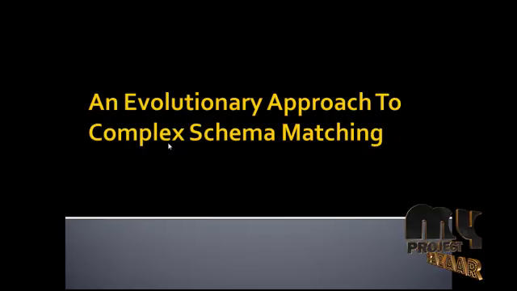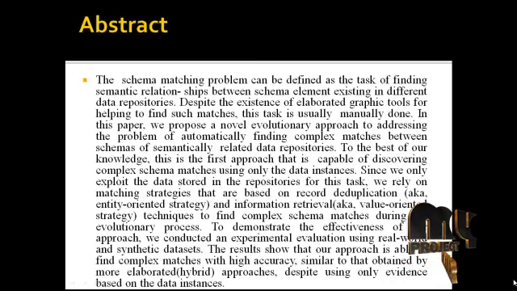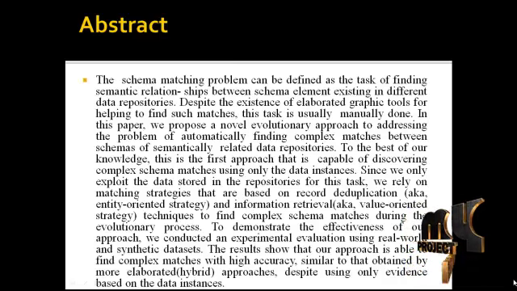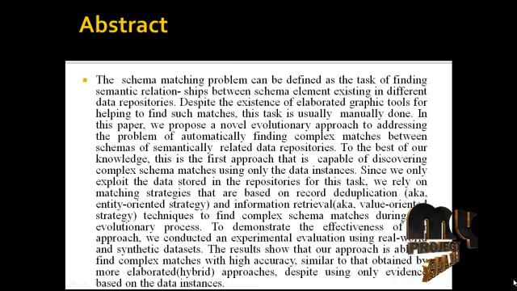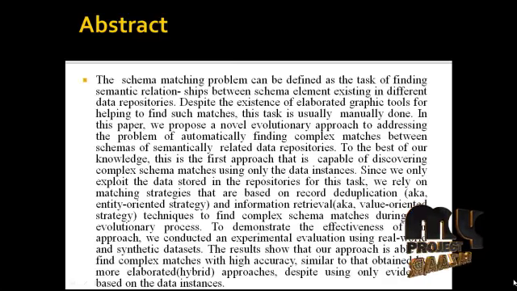In this video, we'll provide a complete demo and explanation of the project, an evolutionary approach to complex schema matching. The schema matching problem can be defined as the task of finding semantic relationships between schema elements existing in different data repositories. Despite the existence of elaborate graphic tools for helping to find such matches, this task is usually done manually. In this paper, we propose a novel evolutionary approach to addressing the problem of automatically finding complex matches between schemas of semantically related data repositories.